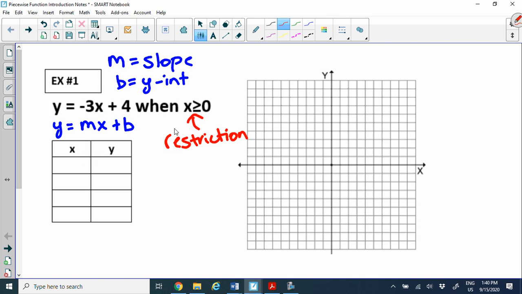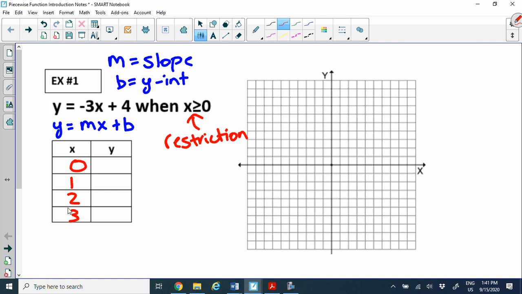When we're using an xy table, we are going to start at the restriction, meaning we are going to start at 0. Now, to figure out the rest of the x values, we need to follow this inequality. So since x is going to be greater than 0, that means we want numbers that are bigger than 0. That could be represented as 1, 2, 3, or you can use anything else that is bigger.